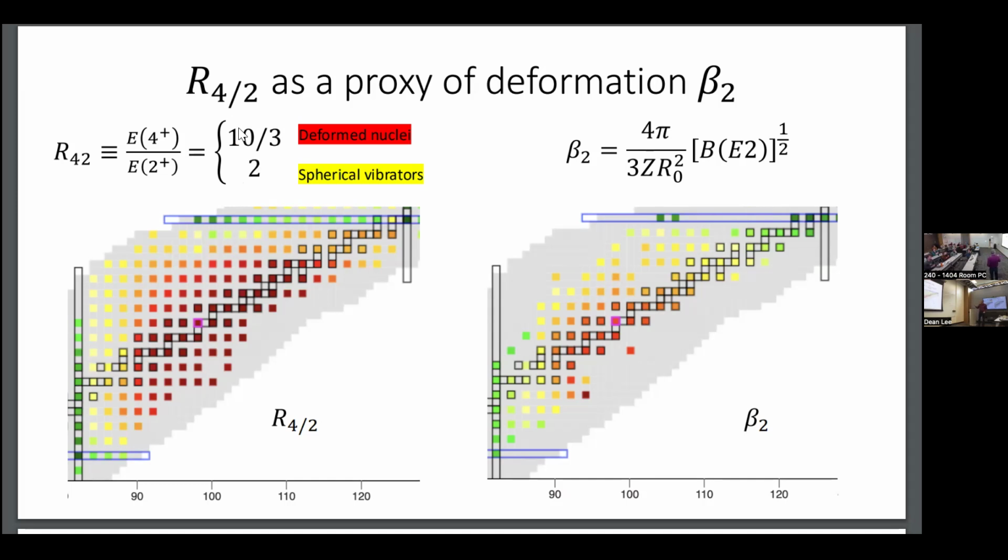And you see this here from NNDC, color-coded, the R42 ratio shown here in the rare earth region. And then you can also look at beta-2 as a deformation. This is really also not an observable, but the BE2 transition strength is an observable, and this is a formula that people use. And you see just here, the colors match, deformation is related to this ratio. So we just look at this ratio.